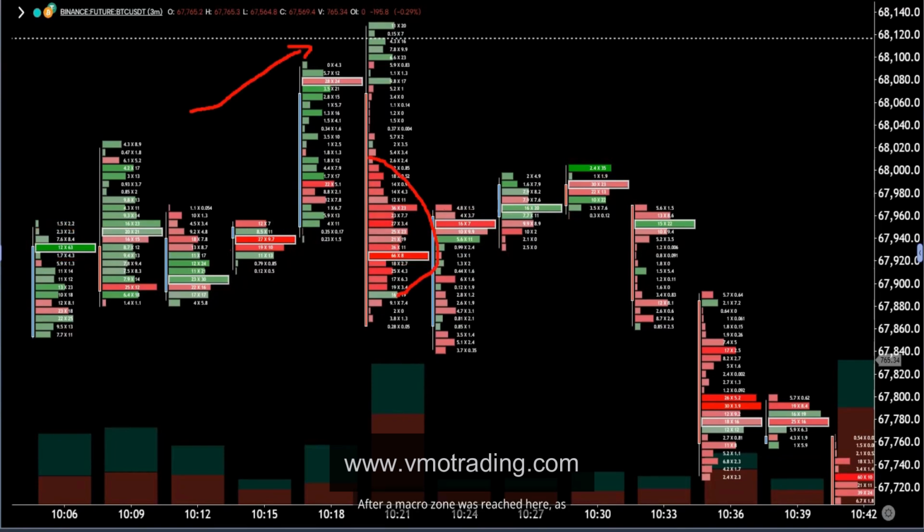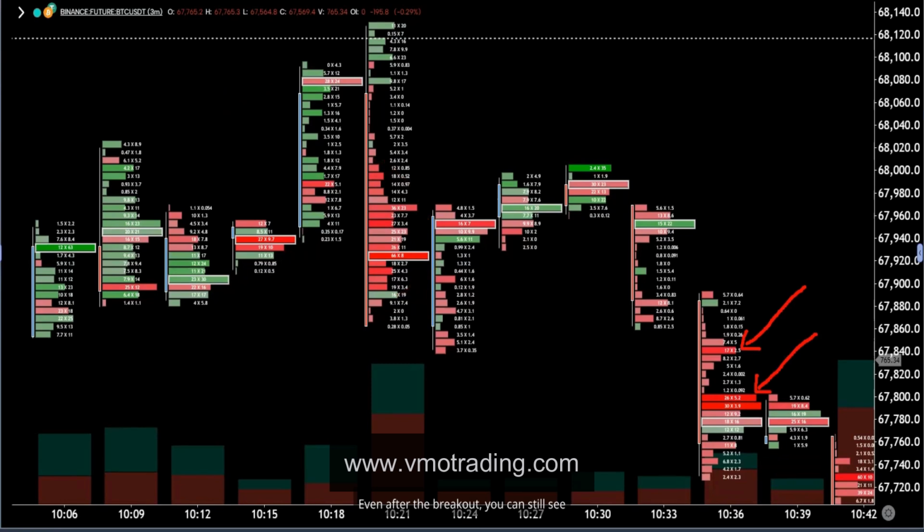After a macro zone was reached here, as clearly indicated by the arrow above, a volume cluster with maximum negative deltas was then formed. This specific price cluster could no longer be broken through to the upside by the following candles and thus formed a significant level of resistance.